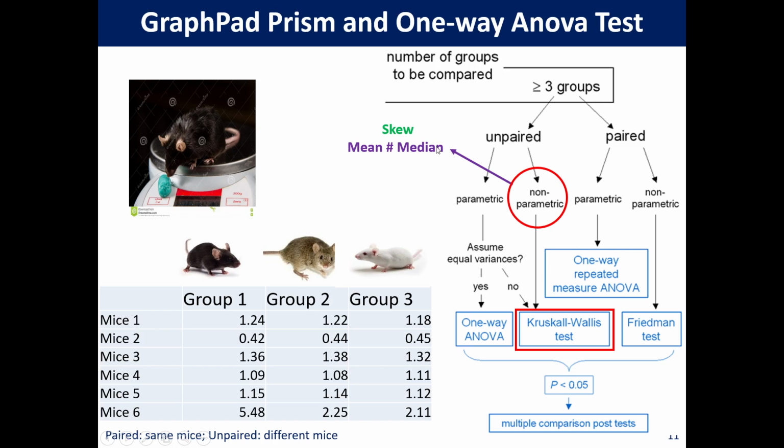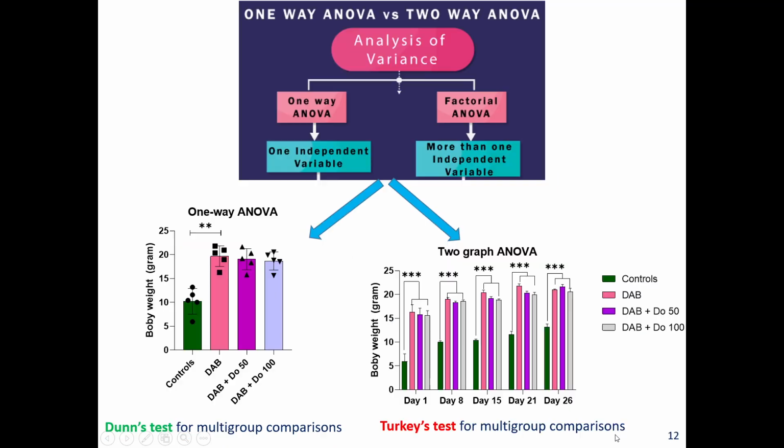And if your data is skewed, meaning the mean is different from the median, you can use the Kruskal-Wallis test. Similarly, if you have the same mice but you measure on different days, you can choose the paired test. For example, you choose the one-way repeated measures ANOVA, or if your data is skewed, you can use the Friedman test. And after that, you can use the multiple comparison post hoc test. I will talk about it a little later.